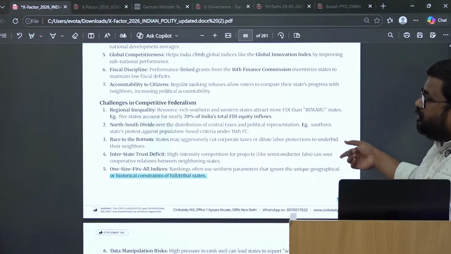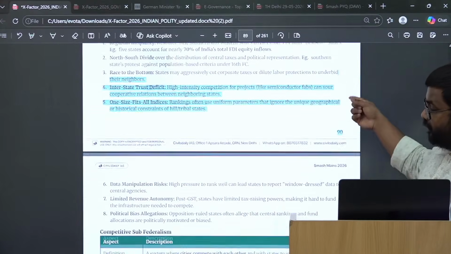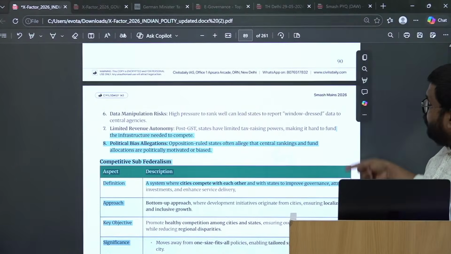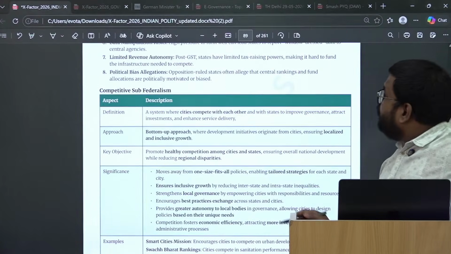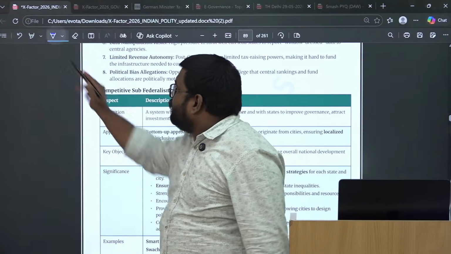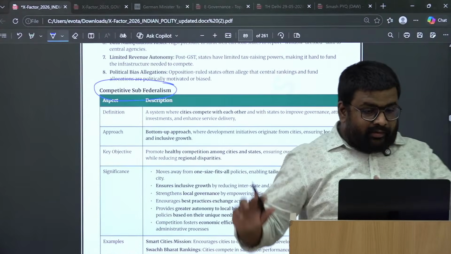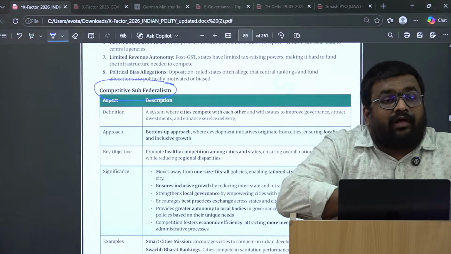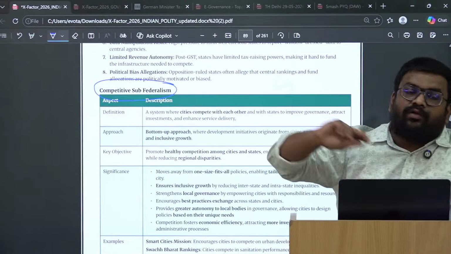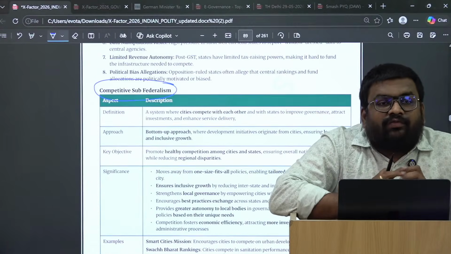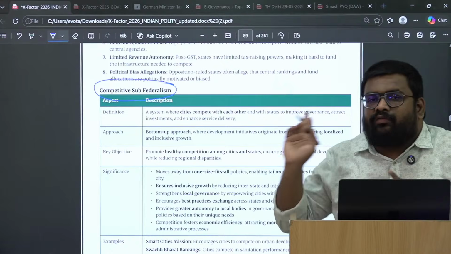So all the aspects, competitive and cooperative federalism, we discussed. This is with respect to competitive federalism. Now the one more theme on which we are expecting a question is competitive sub-federalism. So combining local bodies and federalism, they can ask competitive sub-federalism. So whenever you read this heading, competitive sub-federalism, there itself you should think, okay, this can be asked as a part of local bodies also or federalism also.